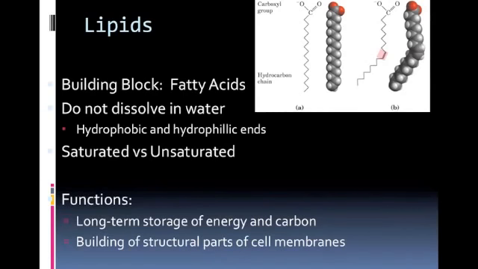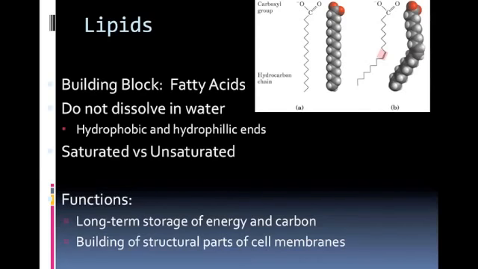Now, lipids, as I said, have functions in your body, namely long-term energy storage, and they store your carbon, so you can break down lipids and get carbon and get energy. So when you're running or exercising, you break down your carbohydrates for your quick energy at first, and then if you run long enough, or if you haven't eaten for a while, you start breaking down those lipids, and that energy is useful to you.